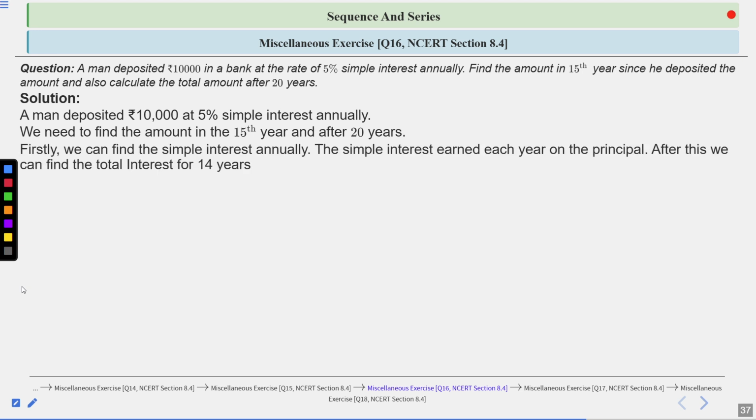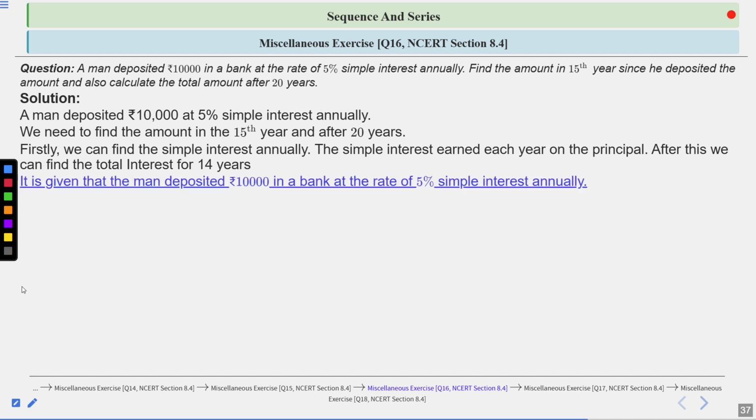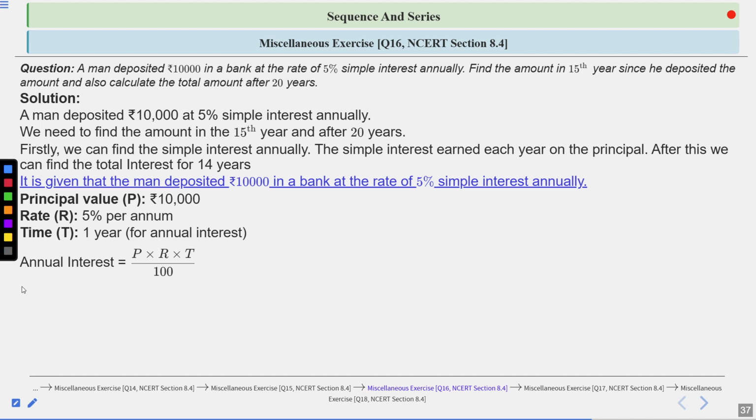Firstly, we can find the simple interest earned each year on the principal. After this, we can find the total interest for 14 years. It is given that man deposited Rs 10,000 in a bank at the rate of 5% simple interest annually. Principal value P is basically Rs 10,000. Rate is given as 5% per annum, and time T is equal to 1 year for annual interest, right? So annual interest will be equal to P into R into T upon 100. Clear? Interest in first year will be 10,000 into 5 into 1 upon 100, which is equal to Rs 500, right?